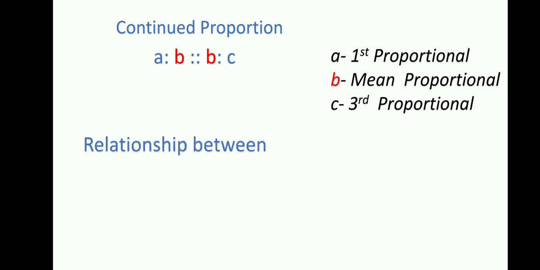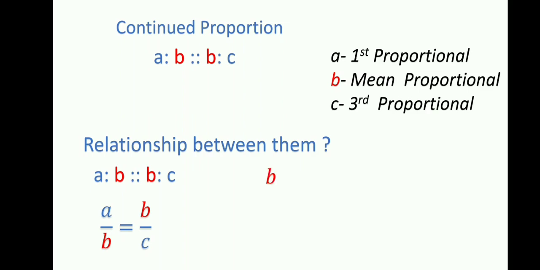Now what is the relationship between them? So we'll write them in the form of fraction. Now you see, you can cross multiply. B into B will give us B square, and A into C will give us AC. Square can go to the other side and become root. So if the question tells you to find out the mean proportion, then you can directly use the formula which is given here, that is B is root over of AC, or you can always do A by B is equals to B by C.